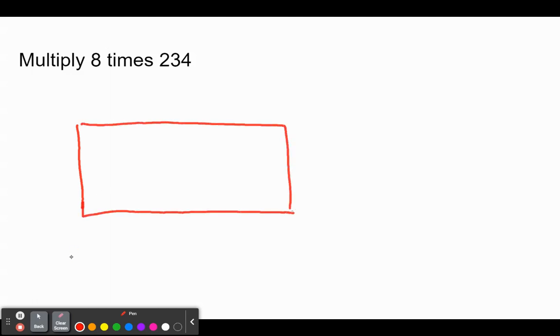So I am going to draw my rectangle, and I'm going to use this as my side length. So I have 8 times 234. However, 234 is kind of a hard number to multiply by, right? That's pretty difficult. So I'm going to decompose, or break apart, 234 to give us numbers that are easier to work with. I am going to decompose 234 into 200, 30, and 4. So 200 plus 30 plus 4 gives us 234.